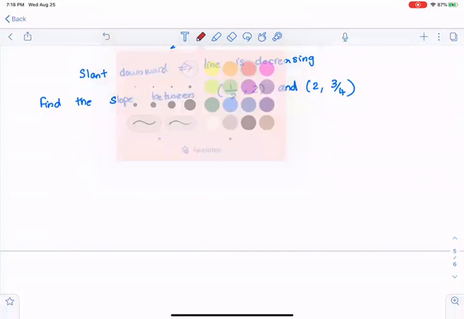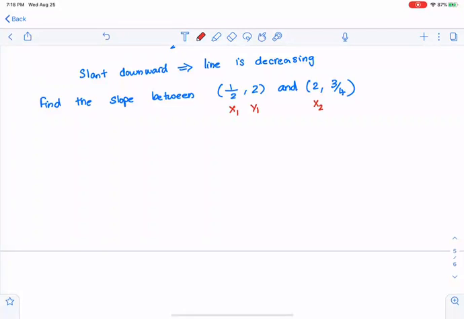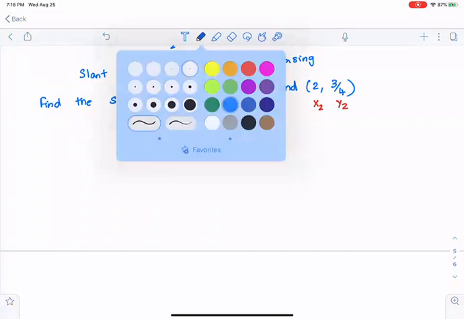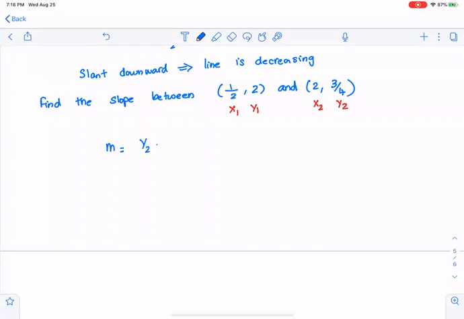So I'm going to call the first point x1, y1, second point x2, y2. The slope m is y2 minus y1 divided by x2 minus x1. So y2 is 3 over 4. y1 is 2. So we have 3 over 4 minus 2 divided by 2 minus 1 over 2. Of course, some of us would already know the answer. That's not the purpose of this problem. The purpose of this problem is to understand how to combine fractions so that we can use it later on during the semester.